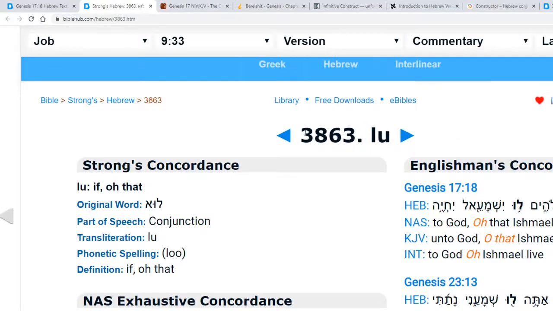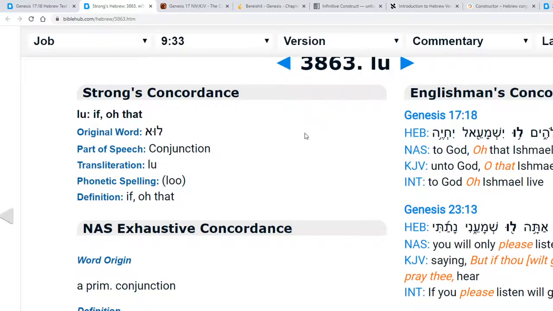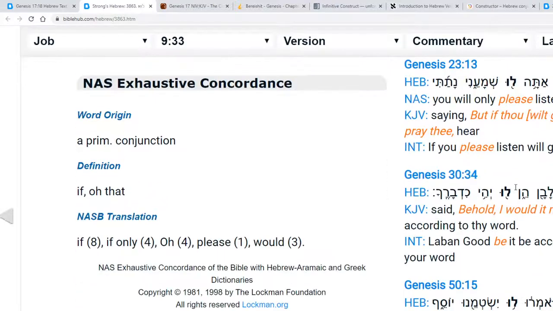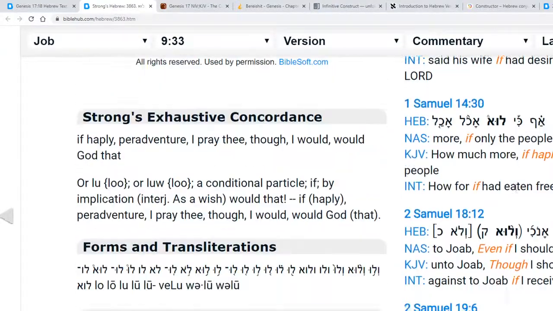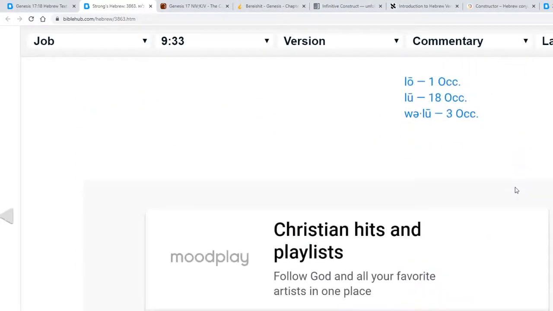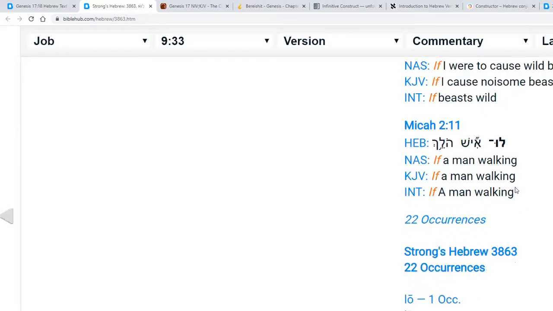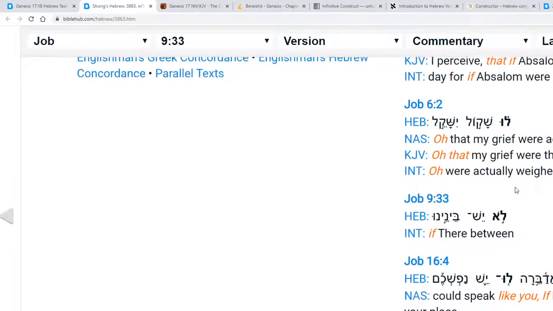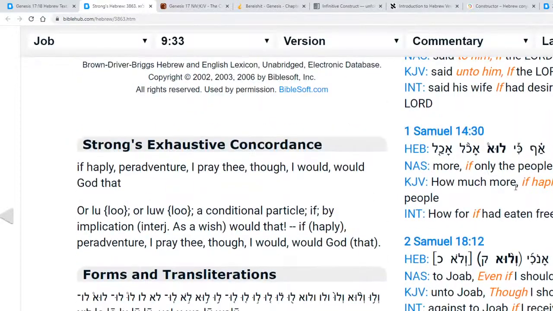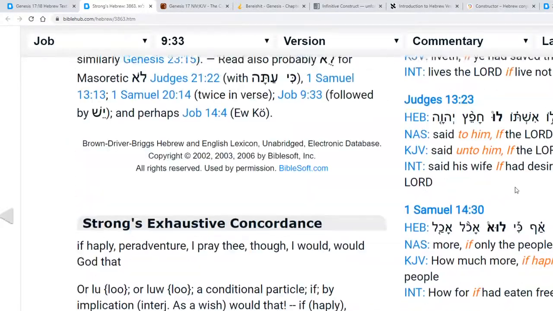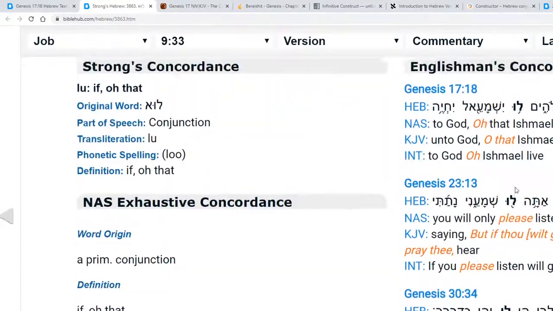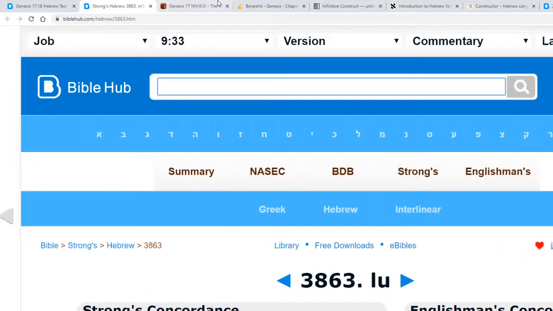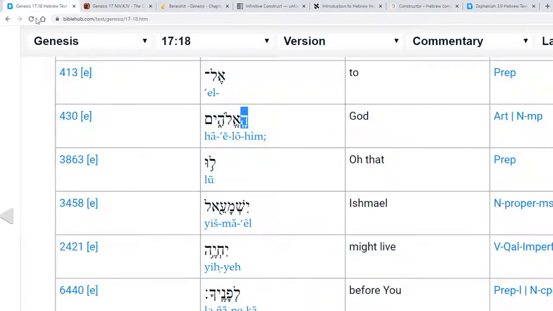Let's see what the concordance comes up with. Lu, conjunction. If, that. Yeah, this is the first time it shows up. It shows up a fair amount of times. 22 times. That's not nothing to sneeze at. That's actually more than most words. So you can use your concordance there too if you're interested in what exactly that word means.